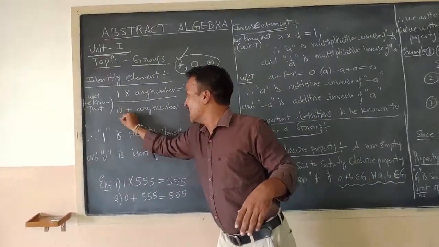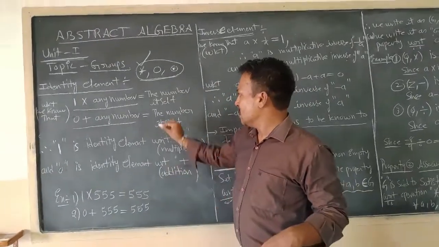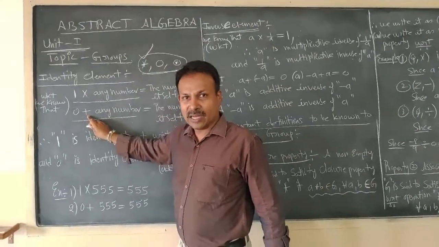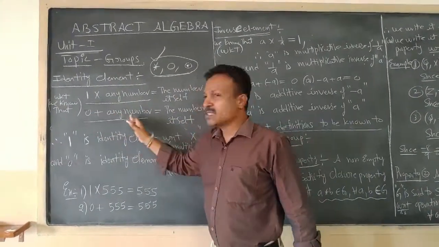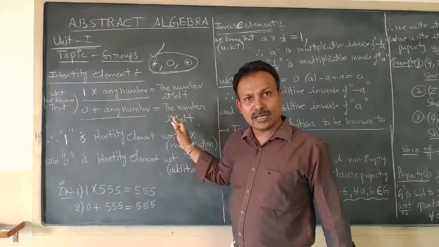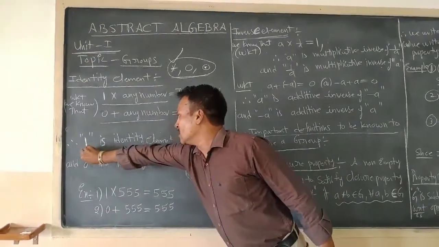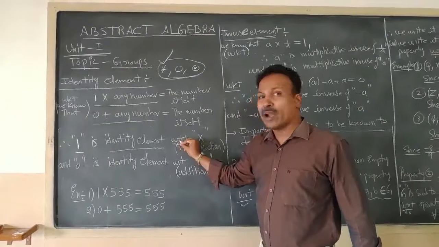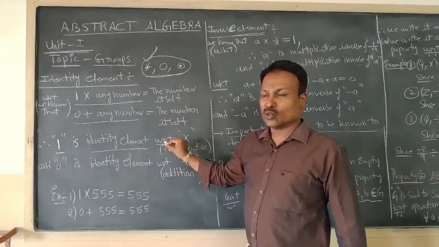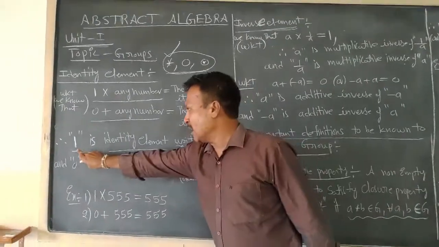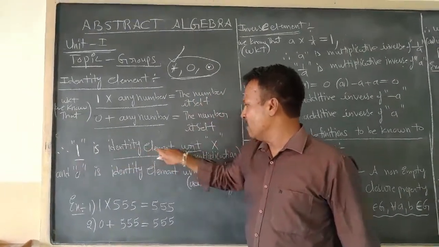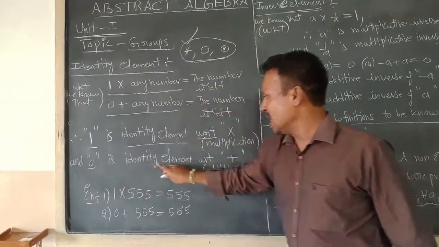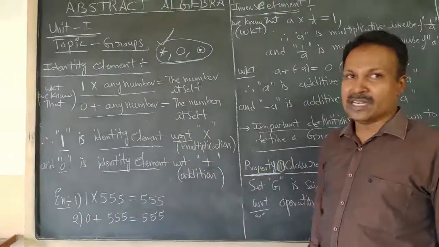And if I take the second example, 0 plus any number is equal to the number itself. Here, the operation is multiplication. Here, the operation is addition. So, if I take 0 plus 2000, it is 2000. 0 plus 200, it is 200. So, we call this the identity element with respect to multiplication. WRT is the short form of with respect to. So, I repeat this once again: 1 is the identity element with respect to multiplication, and as per the second example, 0 is the identity element with respect to addition.